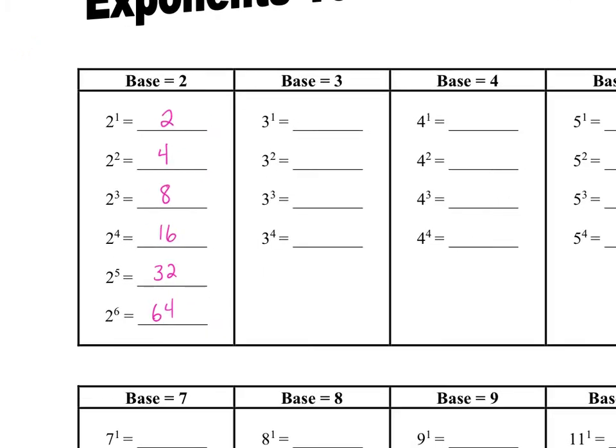With a base of 3, you should be able to go up to an exponent of 4 by memory. So 3 to the 1 is 3, 3 to the 2 is 9, 3 to the 3 is 27, and 3 to the 4 is 81.